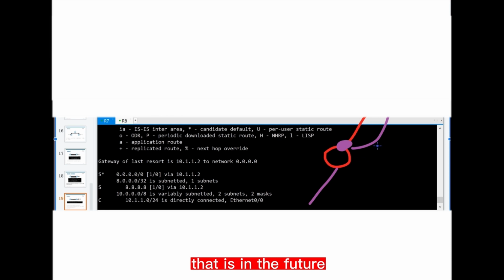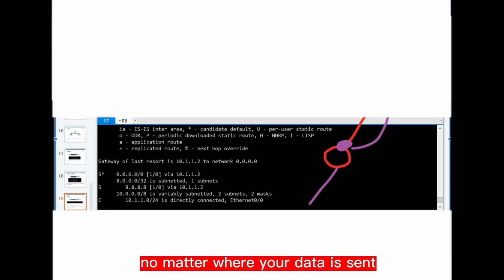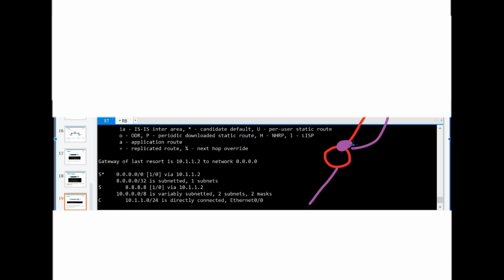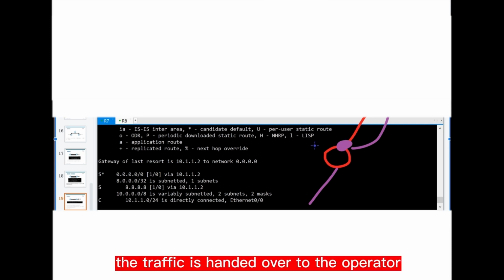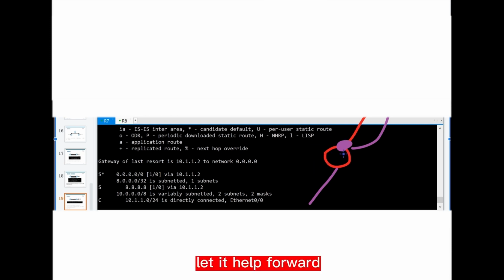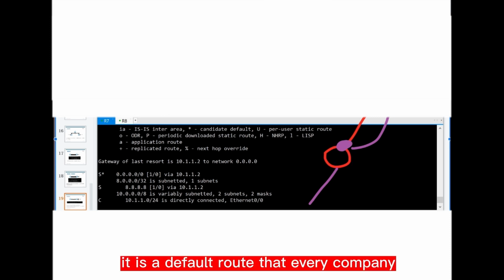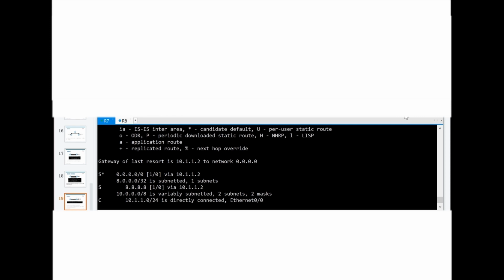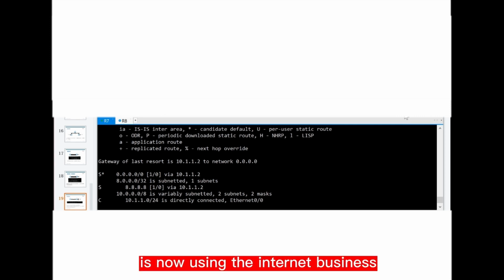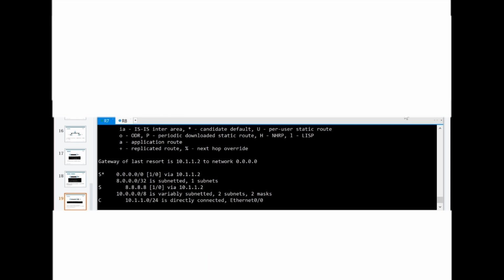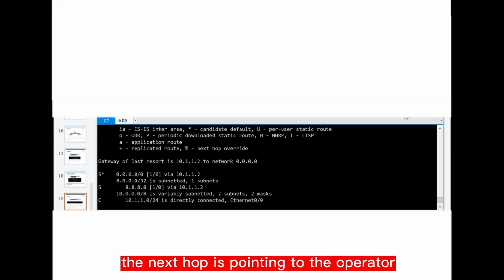That is, in the future, no matter where your data is sent, the traffic is handed over to the operator to help forward. This default route is a default route that every company export will have, as long as the company is now using internet business. There will be a default route, and the next hop is pointing to the operator.